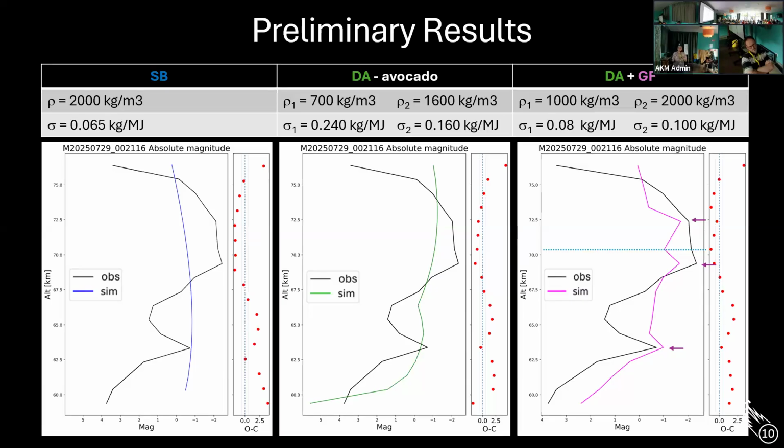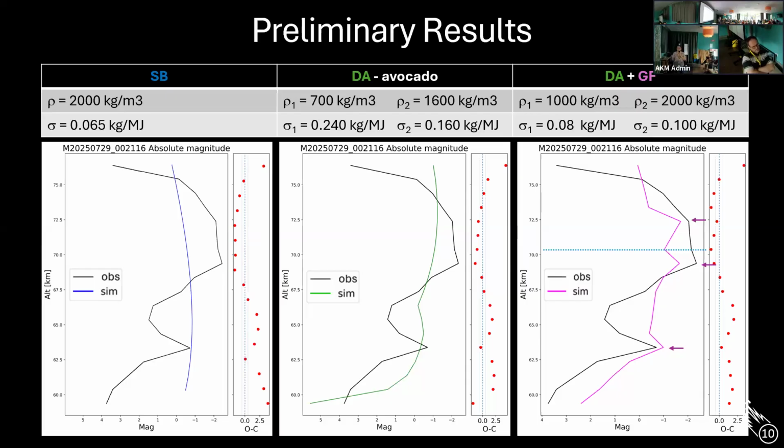So we moved on into the differential ablation, namely just the avocado model. And here we have two different materials, softer outside one and stronger core one. We see that the ablation coefficients are increased, and we can see that the fit of the light curve is better, but it should definitely be improved because there are some pretty steep places that it still doesn't reach.